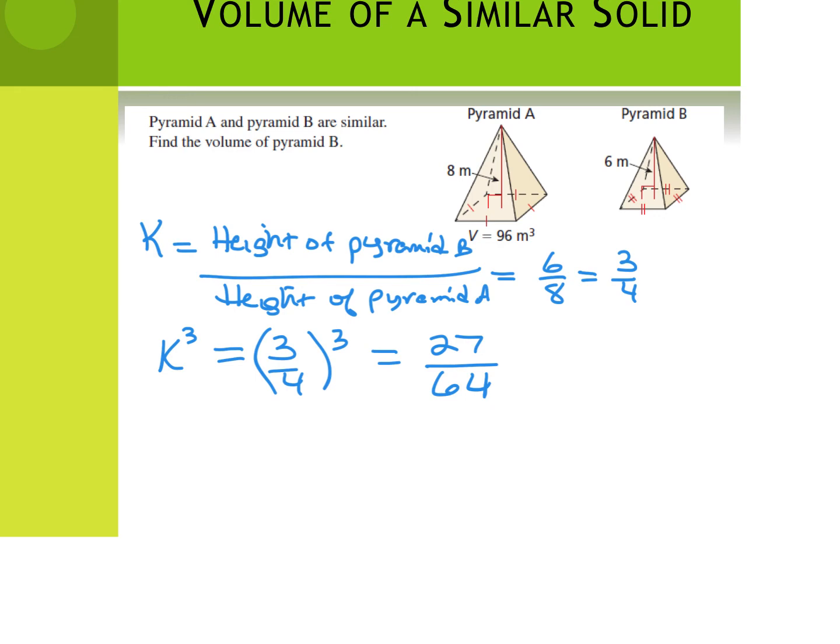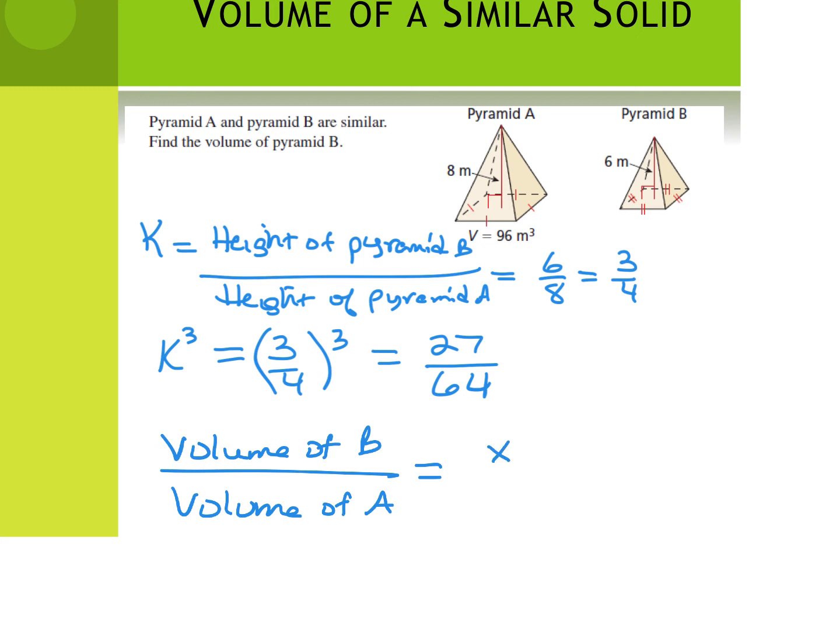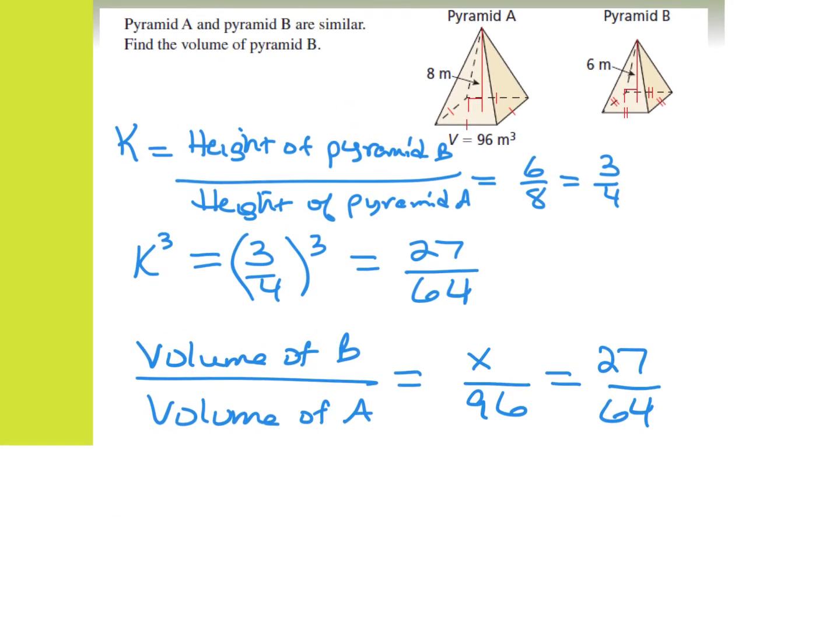I'm going to do the same thing for the volume. Volume of pyramid B over volume of pyramid A. Pyramid B is what I'm looking for, and pyramid A is 96. And I'm going to set that equal to 27 over 64. I've got a nice proportion to solve, so I'll cross multiply. X times 64, 96 times 27.